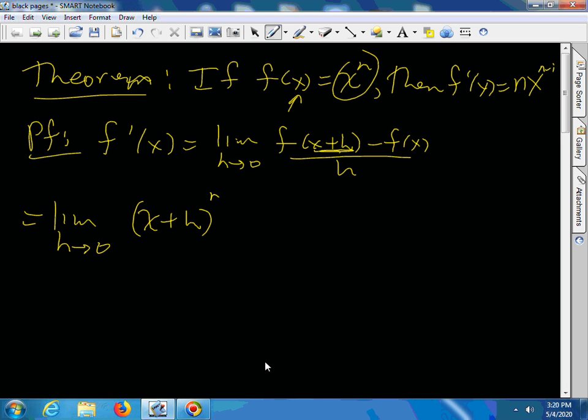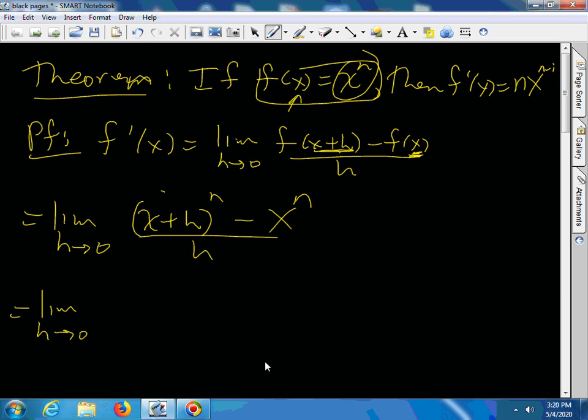I'm going to raise it to the nth power minus f of x. Now either you can read it off or you can say whatever they put in the brackets, you're going to raise to the nth power. This gets divided by h. Now this is the limit as h goes to 0 of, let's write down what that is.